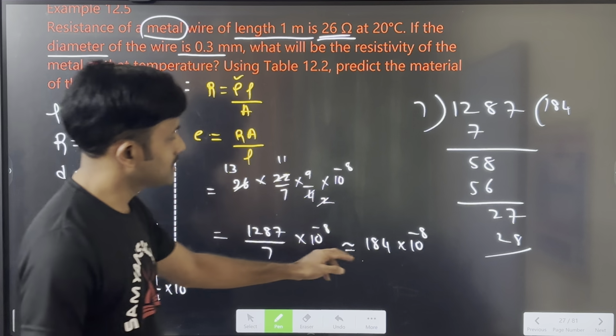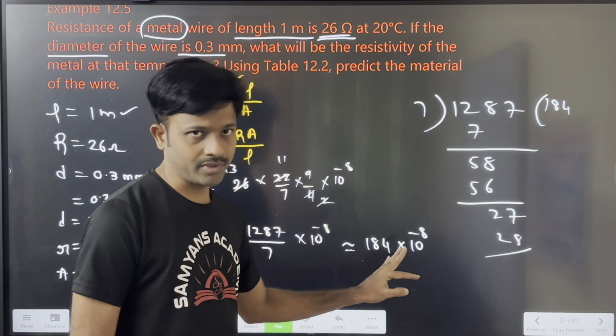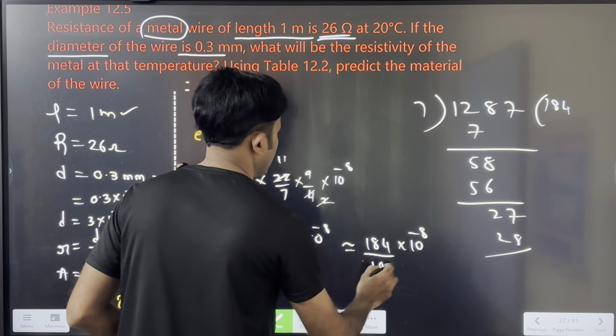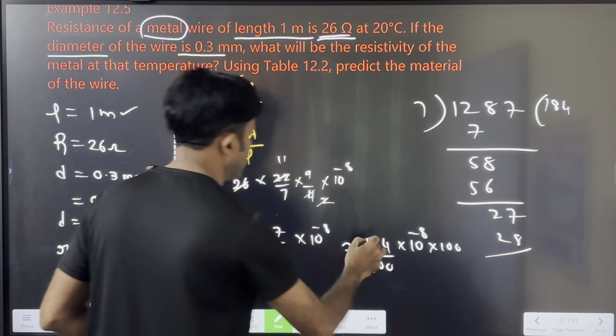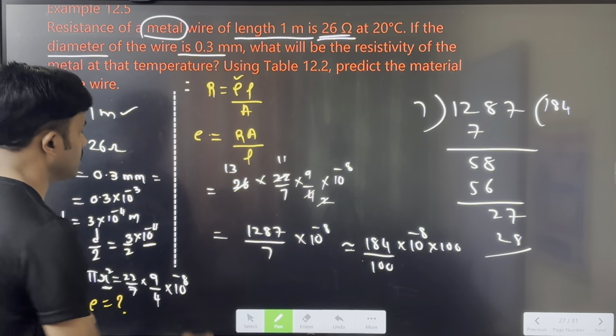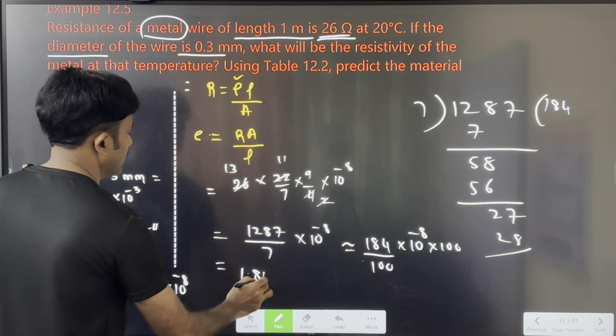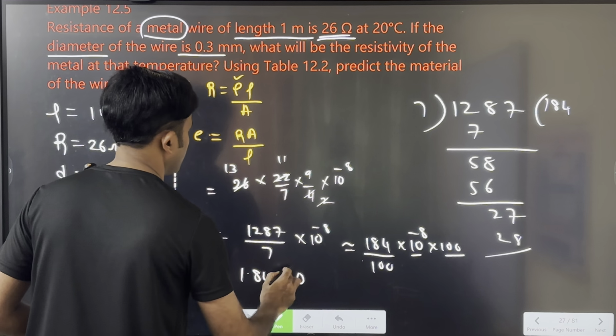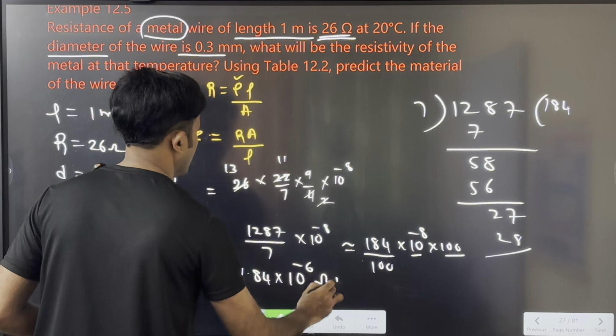So just adjust into two decimals. Then what you have to do here? You divide by 100 and multiply by 100. 184 by 100 is how much? That is equal to 1.84, into 10 power minus 8 into 100, that is 10 to the power of minus 6 ohm meter.